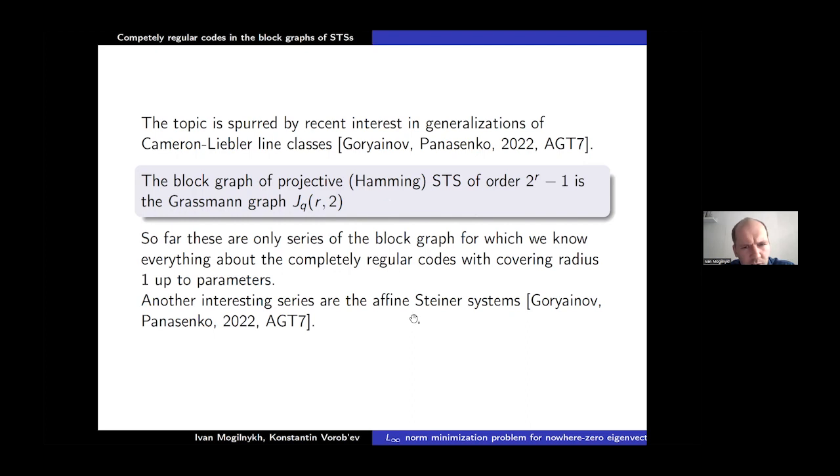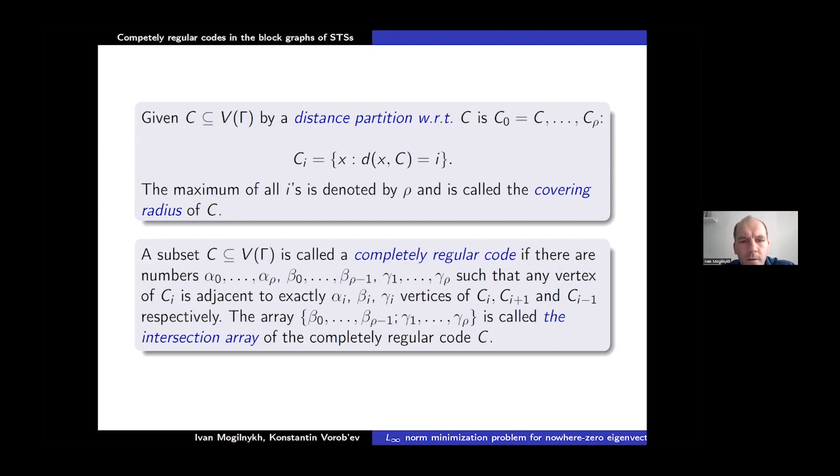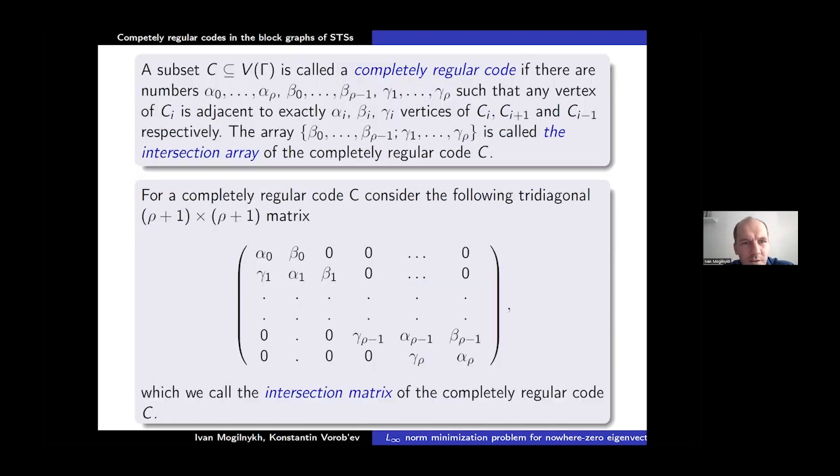Sergey and Dmitry also considered the Fano triple systems and their block graphs. Actually, I don't know what the current status is of the problem, which is to enumerate completely regular codes in the block graph of Steiner triple systems. Okay, I would like also to thank Dennis for giving the definitions of completely regular code and distance partition.